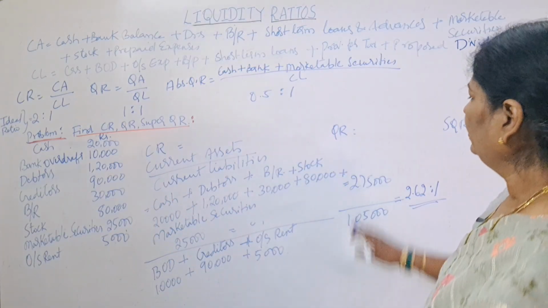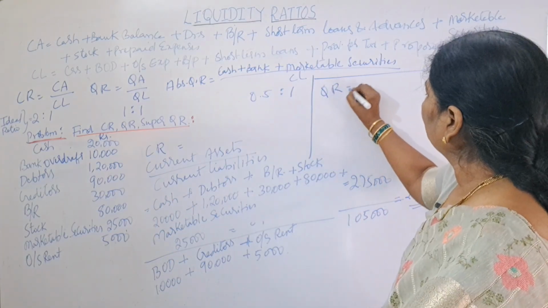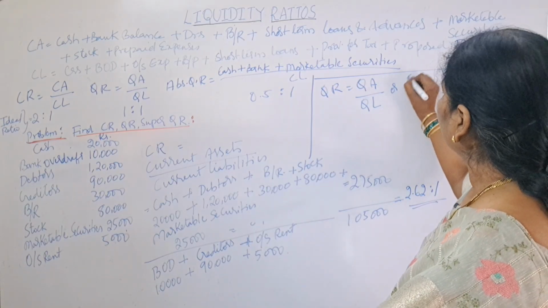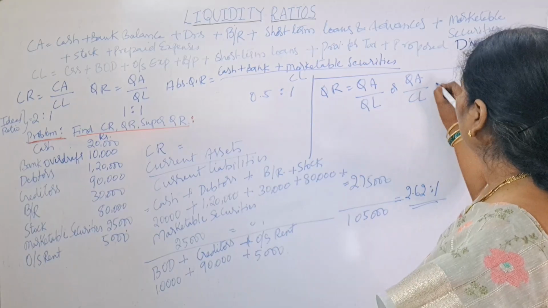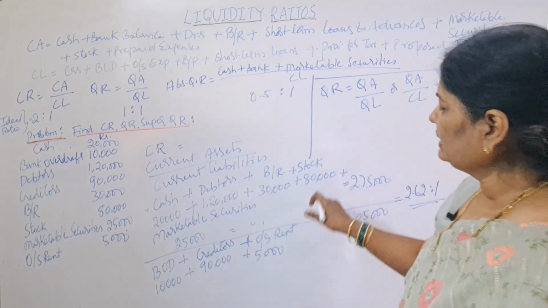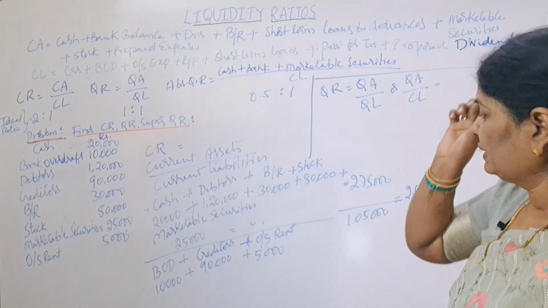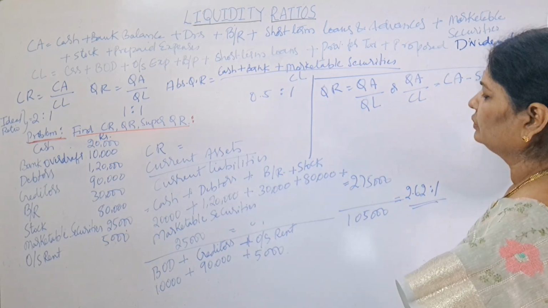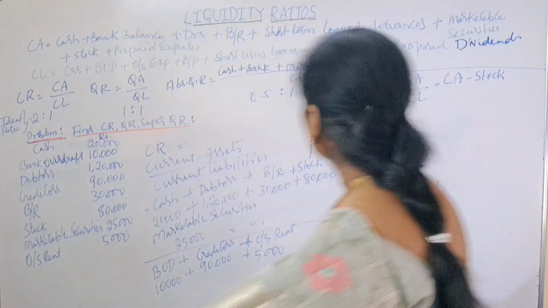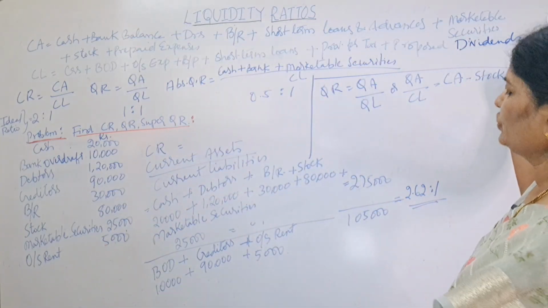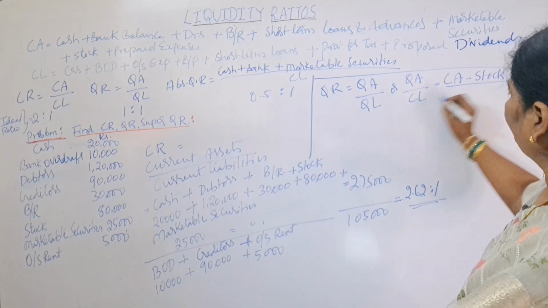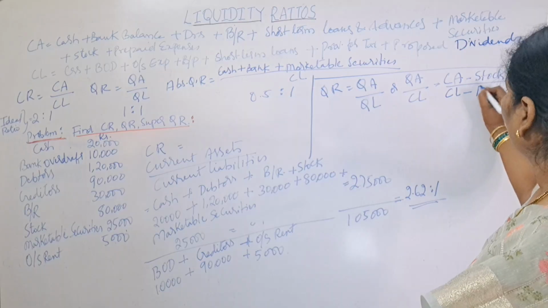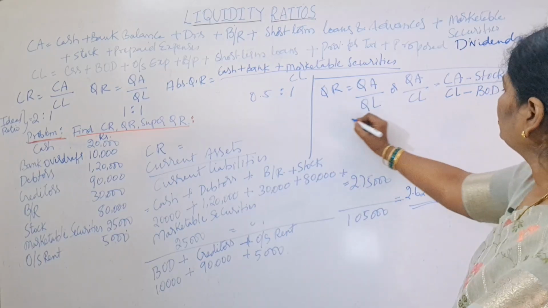So now I will show you quick ratio. Quick ratio is equal to quick assets by quick liabilities, or we can also show it as quick assets by current liabilities. Now what are our quick assets? So what is the amount of our quick assets? Current assets minus stock, because we are not having prepaid expenses. So from our current assets deduct stock and divide by quick liabilities. What are quick liabilities? Current liabilities minus bank overdraft. So how much will you get here?